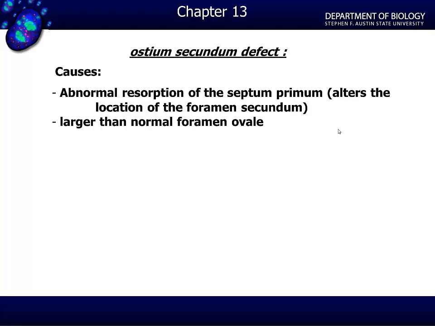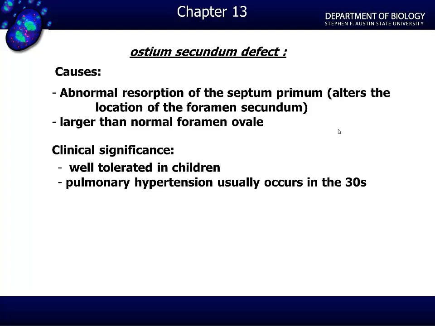So ostium secundum defects, we're going to see that we don't get quite the normal resorption of that septum primum. And this is going to change where we form that septum secundum. And this is going to result in a much larger opening for the foramen ovale. And so this will fail to close sufficiently. Thus, we're going to have something worse than a probe patent foramen ovale.